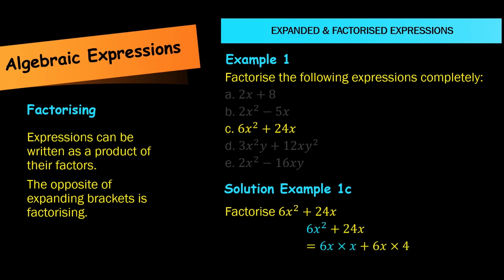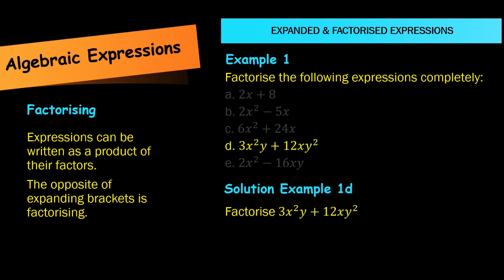You may notice that 6x is common to both terms, so we position that towards the front of each term. And likewise for the second term. So we position the 6x outside and the x plus 4 in the brackets. Now for example 1d.